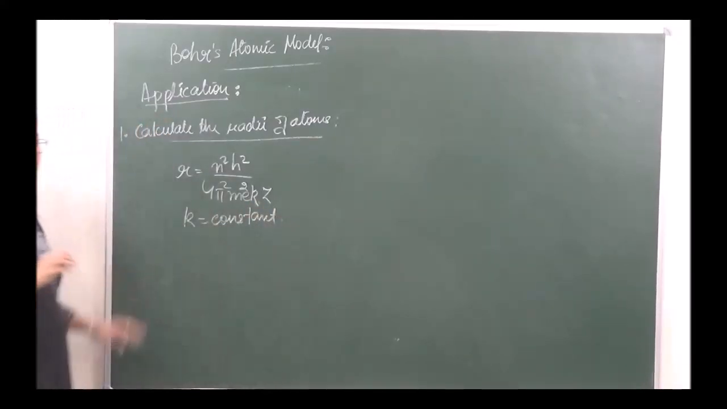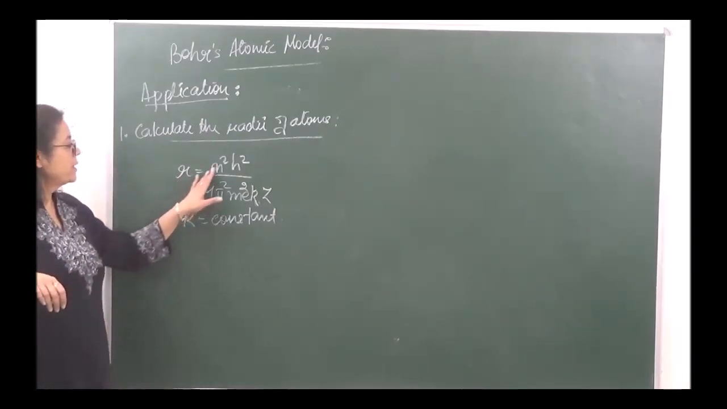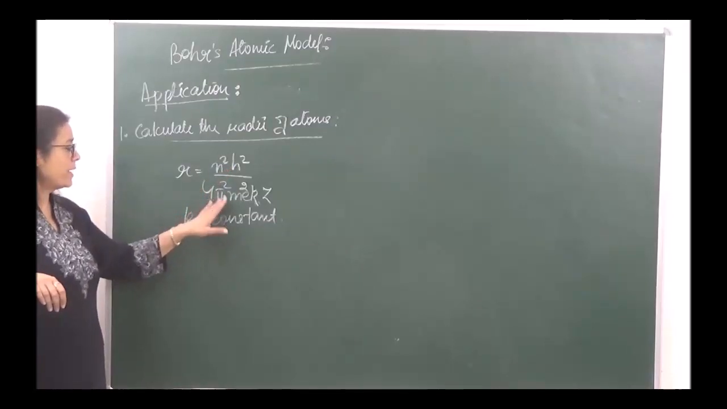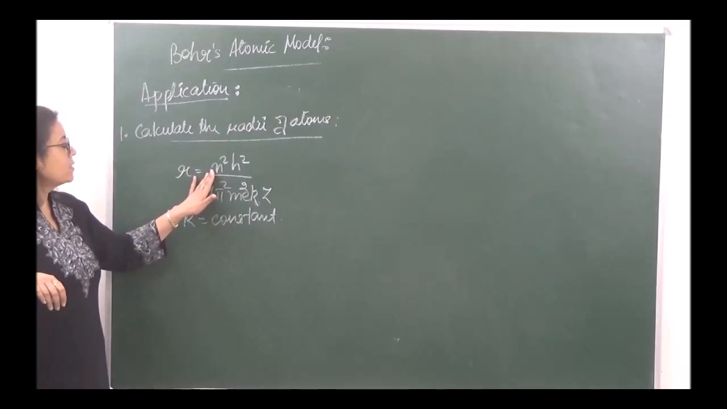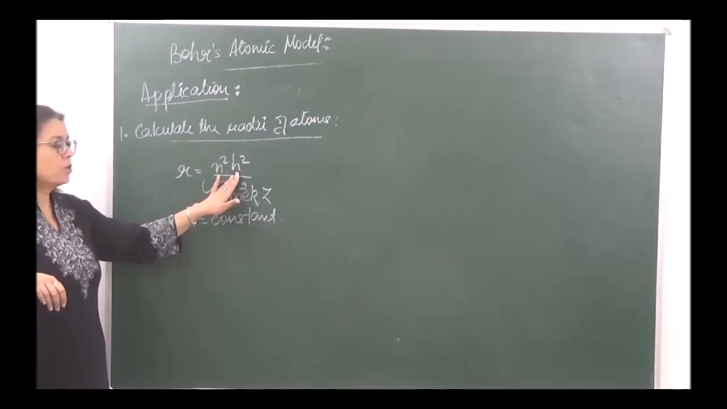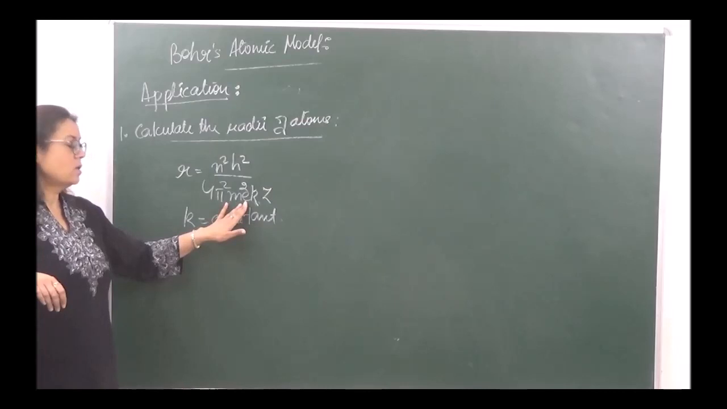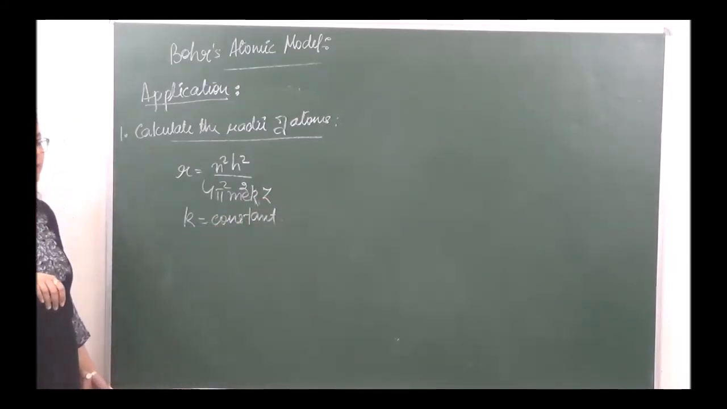K is a constant. Okay, so let's see again what is R over here. That is going to be equal to n square h square upon 4 pi square m e square kz, where n is the orbit in which the electron is present, the principal shell. H is the Planck's constant. M is the mass of the electron. E is the charge of the electron. K is a constant, and Z is the atomic number.